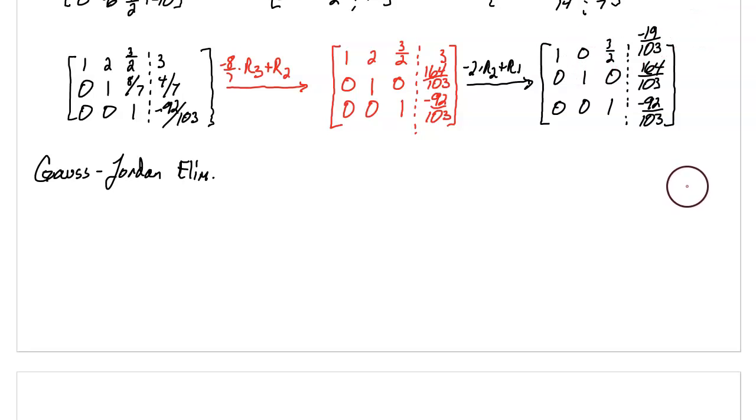The next thing I want to accomplish is for this number to be a 0, which I can cause to happen by utilizing row 3. My row operation will be negative 3/2 times row 3 added to row 1 to create the new row 1.